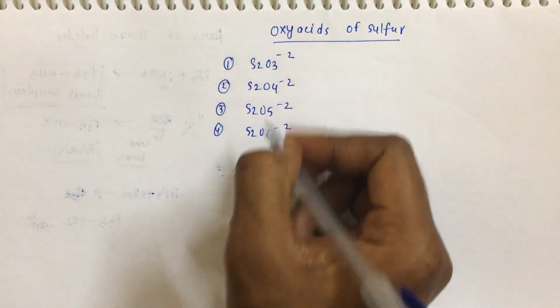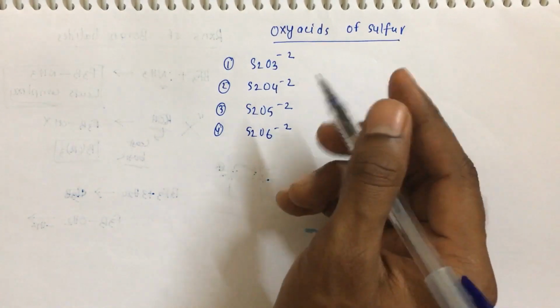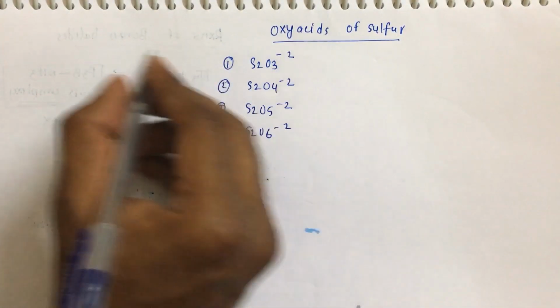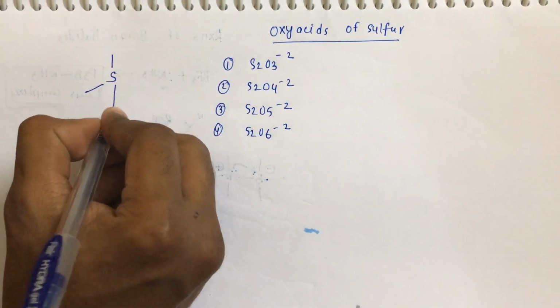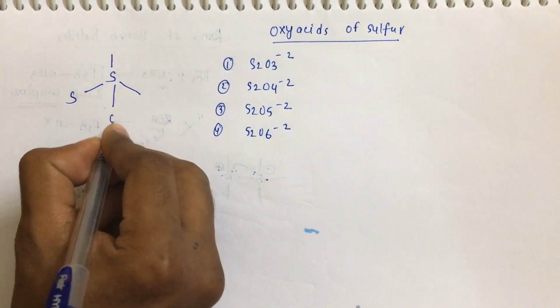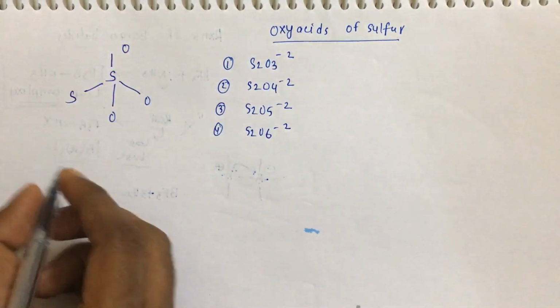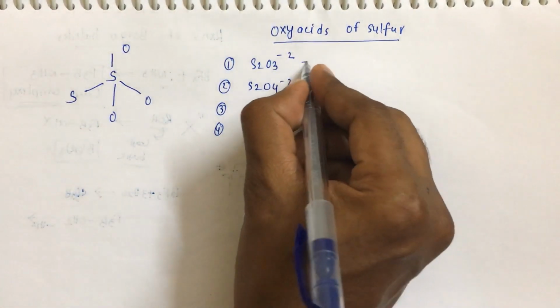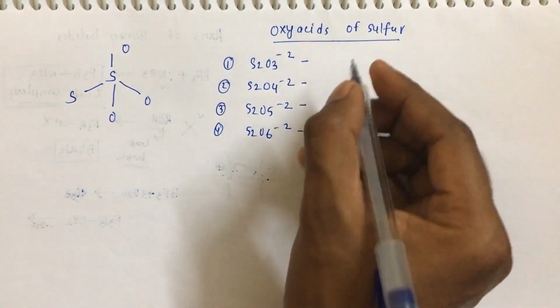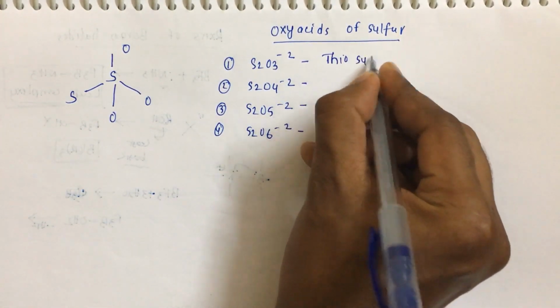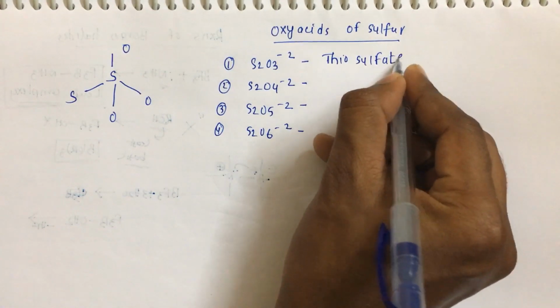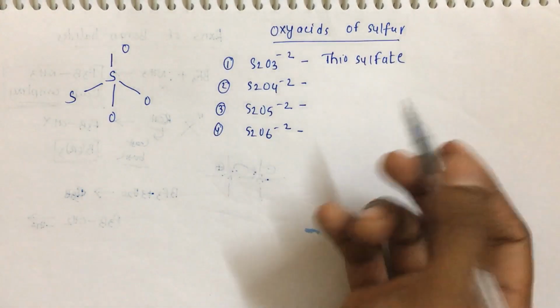If they give the name, then it's difficult. Okay, so from the structure we can make out the name. So this structure looks like this: O, O, O. Okay, and this we call a thiosulfate. And why we call it a thiosulfate, I will explain later.